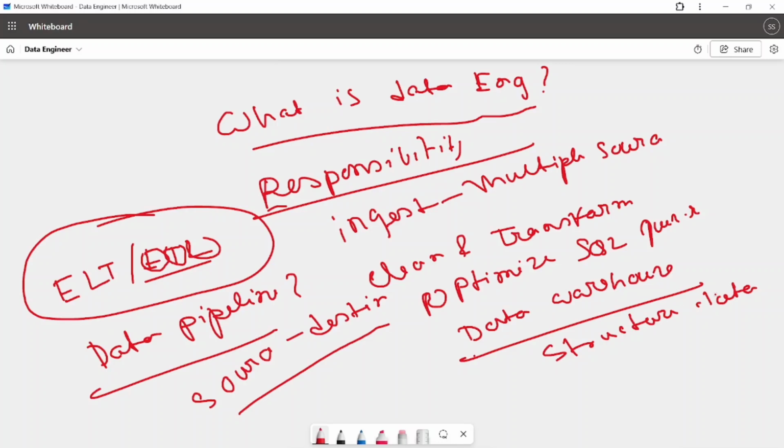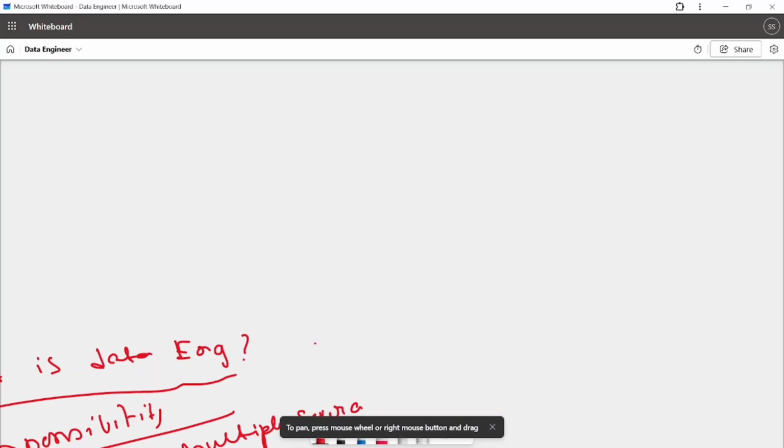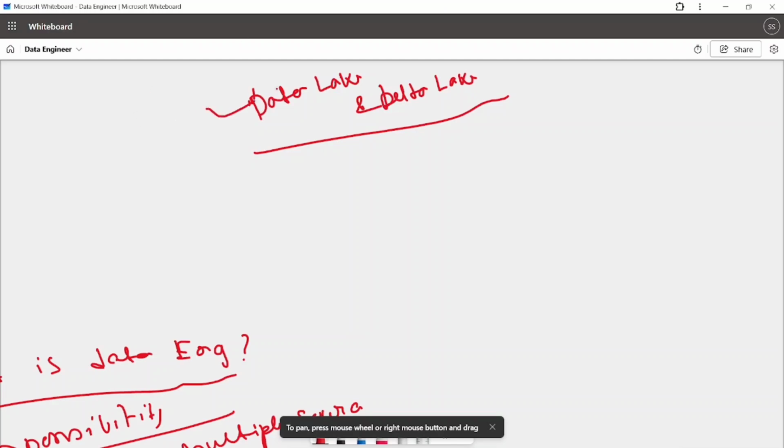Now, what is a data lake? Here you should note two important concepts: data lake and delta lake. A data lake stores structured, semi-structured and unstructured data. It generally stores all kinds of data. An example is ADLS Gen2, which is a storage account name.